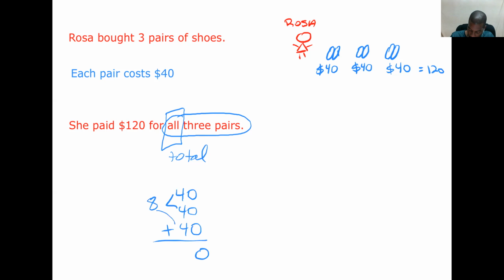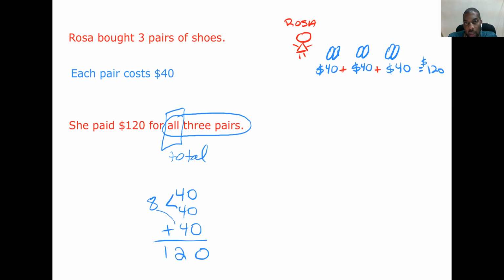8 plus another 4 is 12. There it is, 120. So you could say 40 plus 40 plus 40 equals $120. Let me not forget my dollar sign. Is there another way we could represent this?